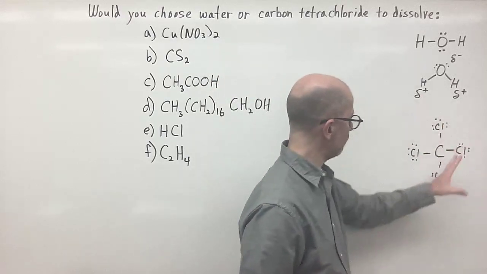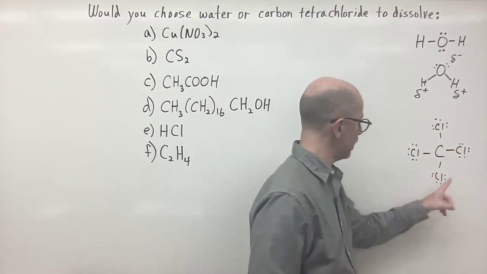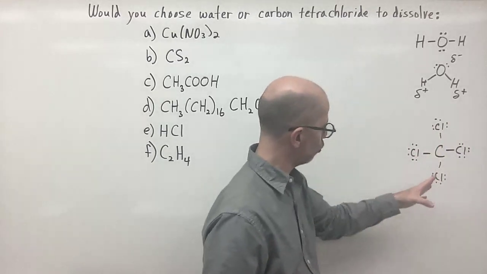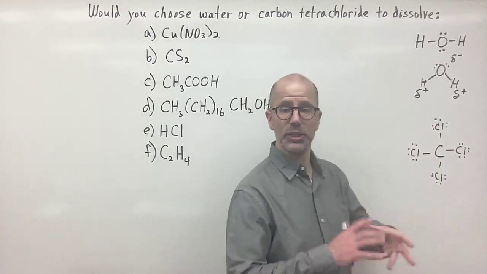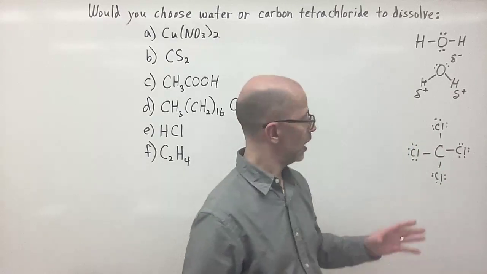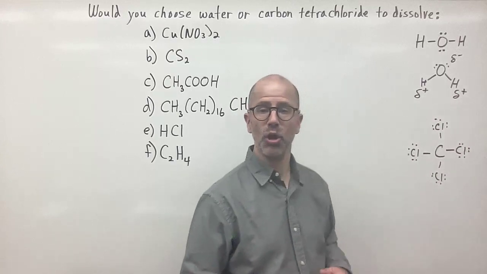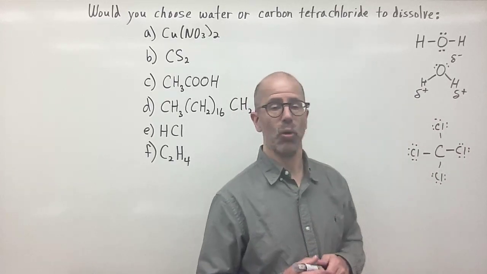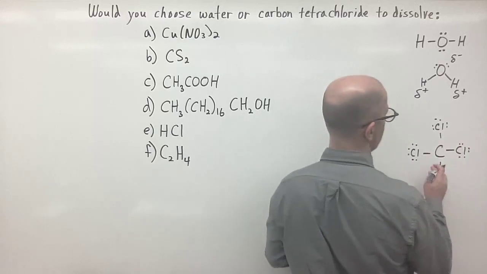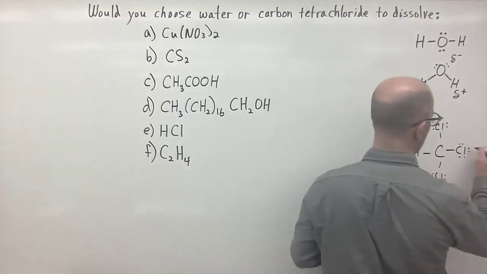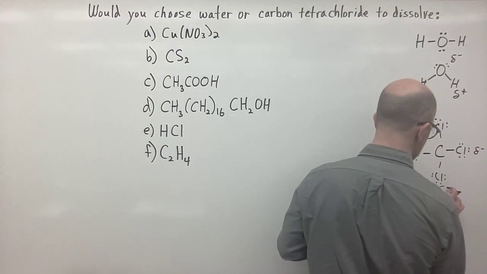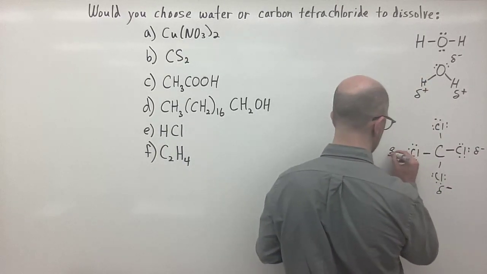So here we have tetrahedral. We have four of the same atoms bonded to the central atom. There's no lone pairs. They're equally spread out. All angles are 109.5 degrees. So this is a nonpolar molecule. One side is not more polar than the other, right? So remember, the chlorines are more electronegative than the carbon, so we would have partial negative charges here.